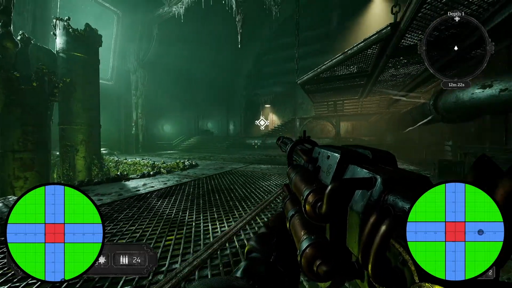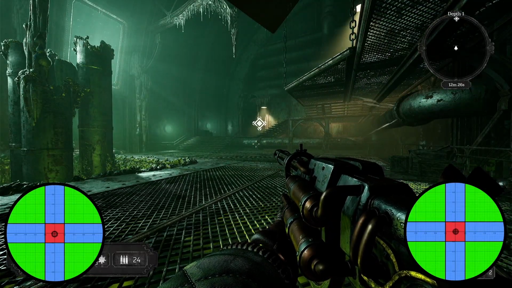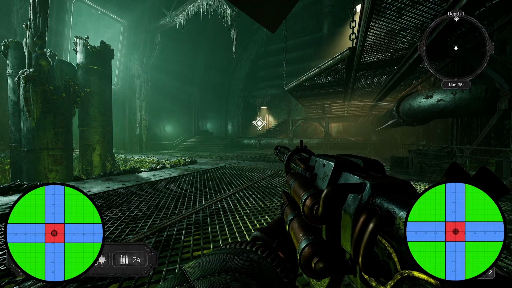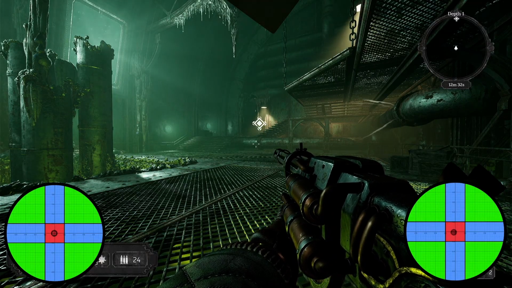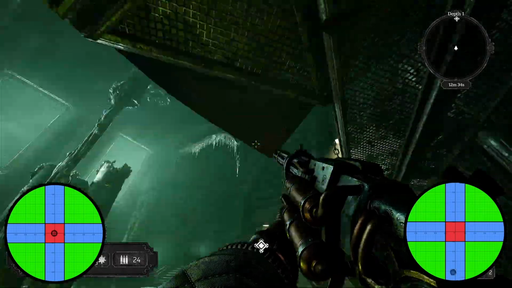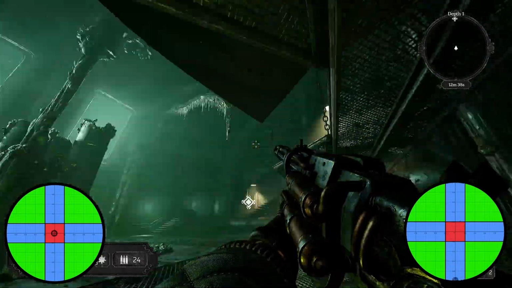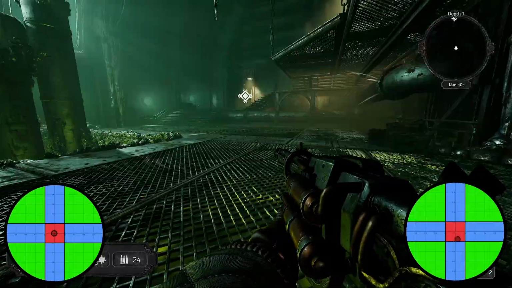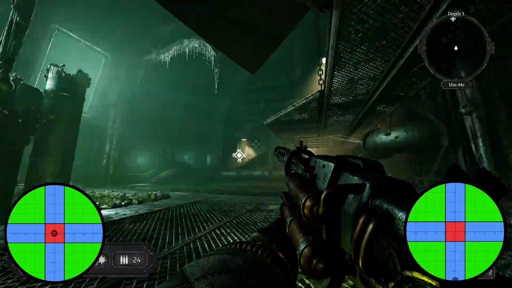Another issue is it appears that there is aim smoothing applied, but specifically for the horizontal axis and not the vertical. So vertical, you can see, is very responsive, and it seems to change directions and move at its max speed instantly.